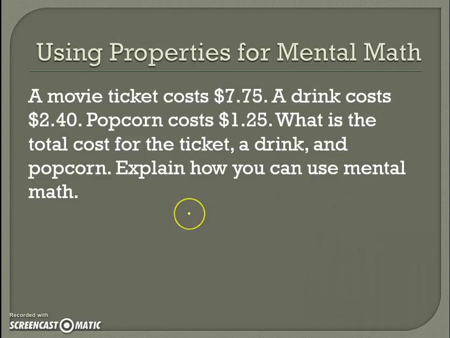Here it says using properties for mental math. A movie ticket costs $7.75, a drink costs $2.40, and popcorn costs $1.25. What is the total cost for the ticket, a drink, and a popcorn? Explain how you could use this by using mental math. So the problem reads, I have the price of these 3 different items, so there's the price of my ticket, plus the price of a drink, plus the price of popcorn.